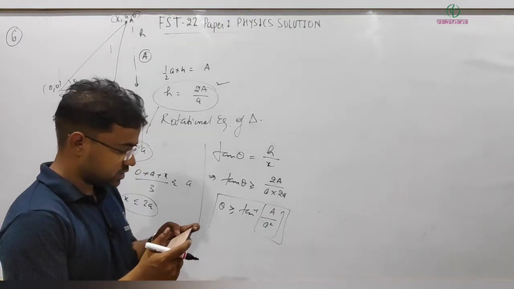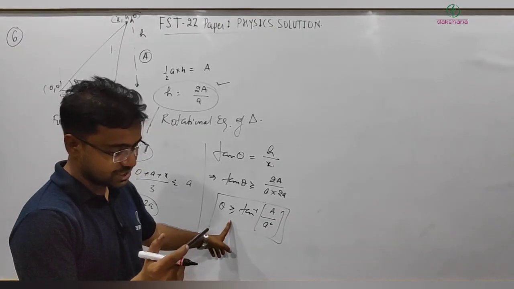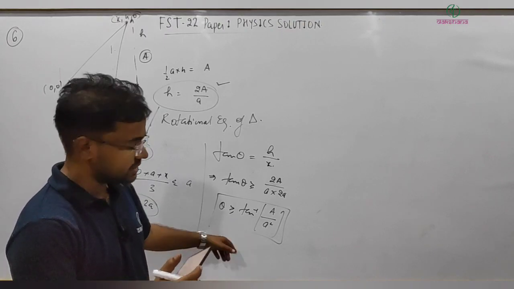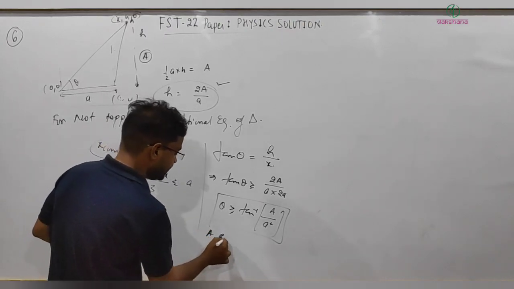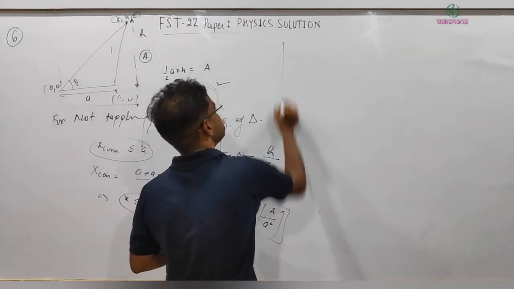Now we can check the options. So greater than or equal, that means A is correct, B is correct, and C is less than this. So A and B both are the right options for question number 6.